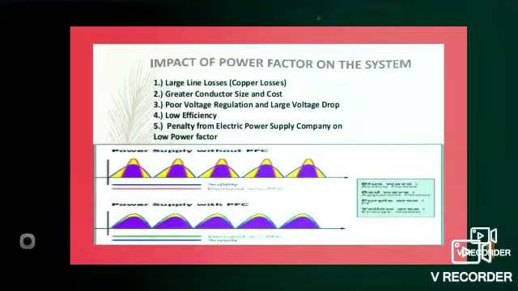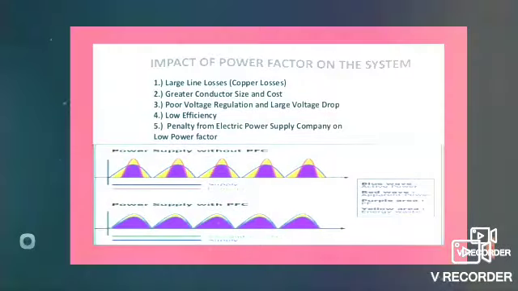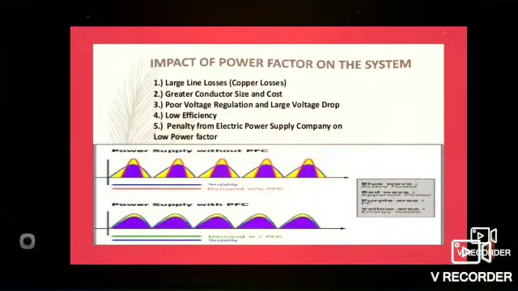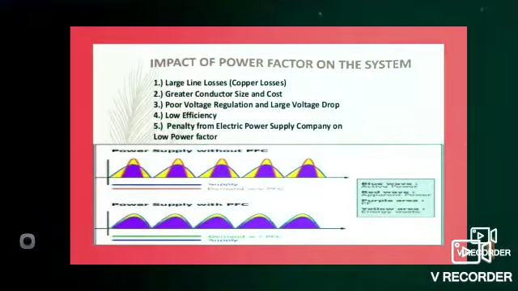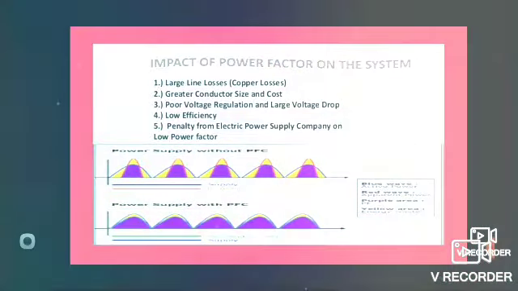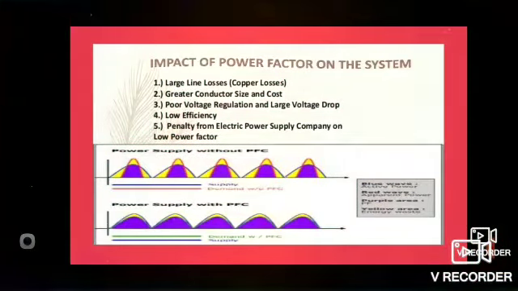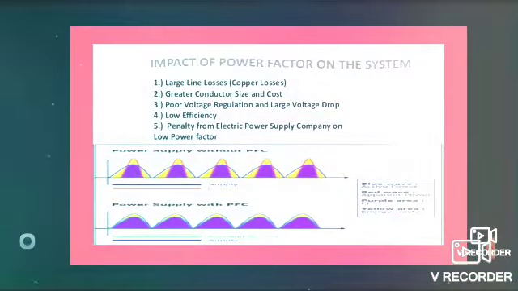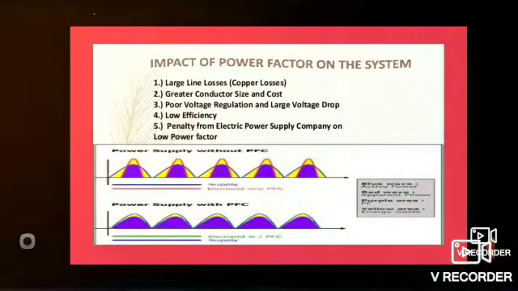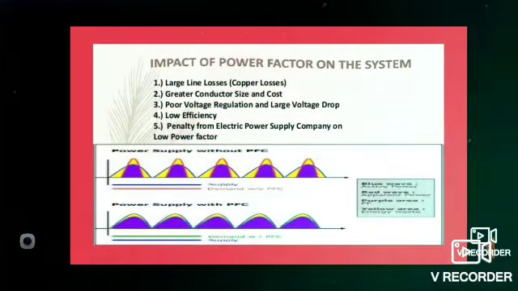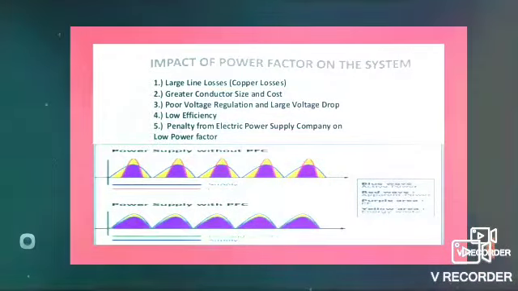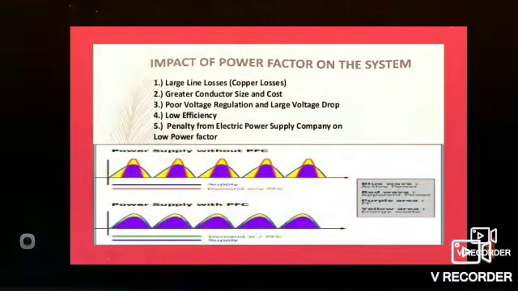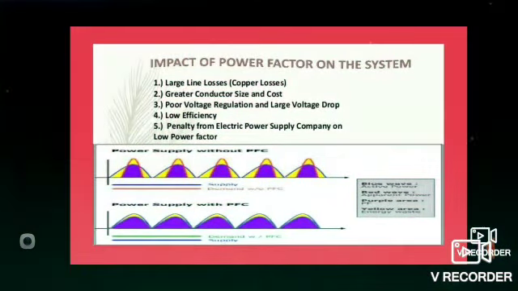The low power factor leads to poor voltage regulation, large voltage drop and low efficiency, and therefore we have to get a penalty from the electric power supply company for low power factor. So these are the factors which will decide the power factor improvement: large line losses, conductor size and cost, voltage regulation, voltage drop, efficiency and penalty. These are the causes for the improvement of power factor.